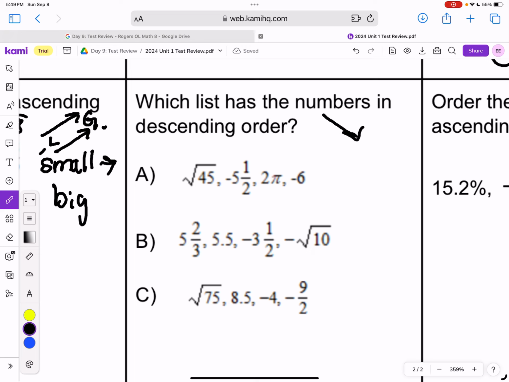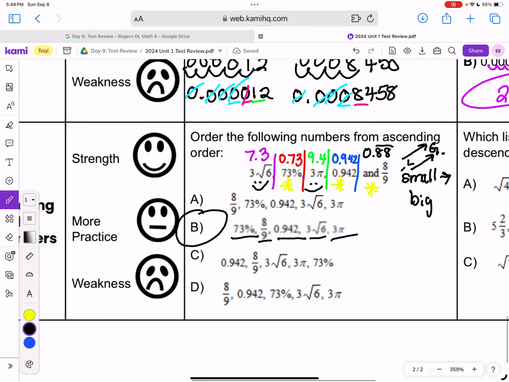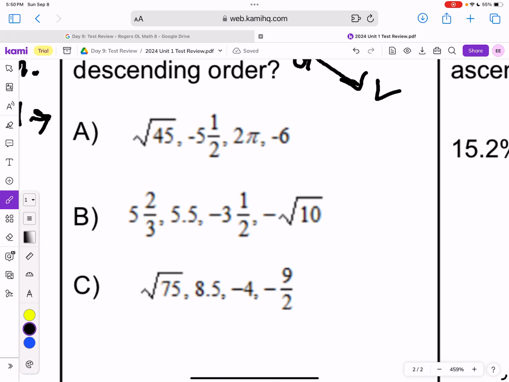So square root of 45 is about 6.7 and this is negative 5.5. This is about 6.3 and this is negative 6. So we're going from a whole number to a negative back to a whole. No, that does not work. We can't go from negative, positive to negative. So that's not going from greatest to least.